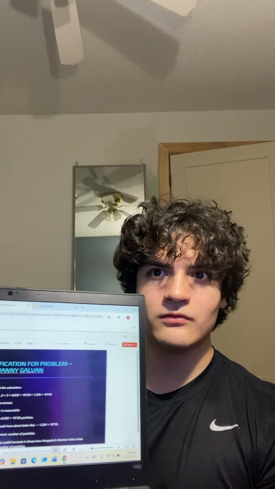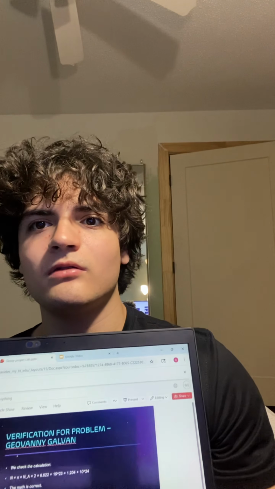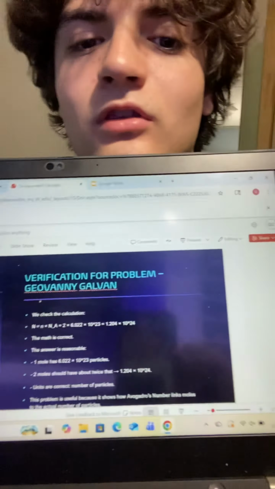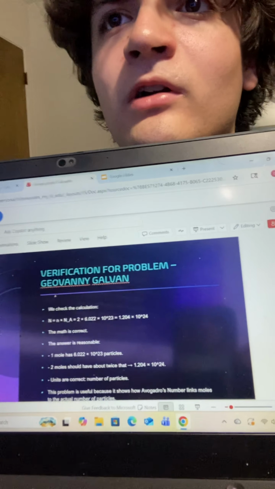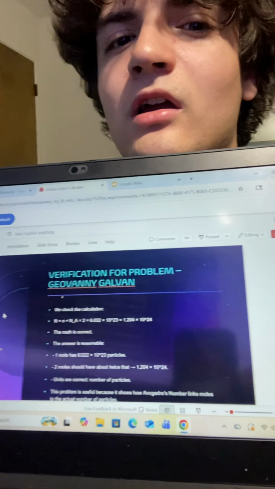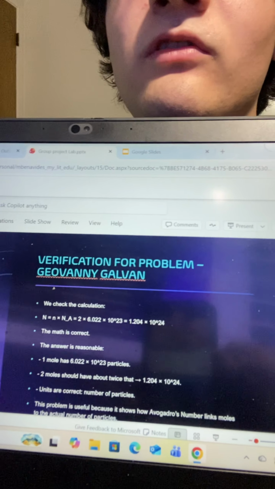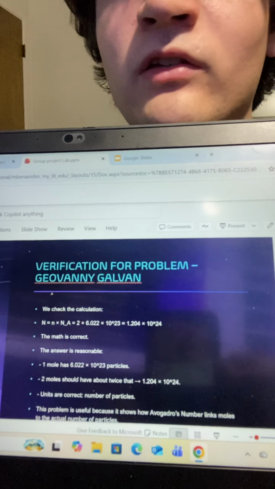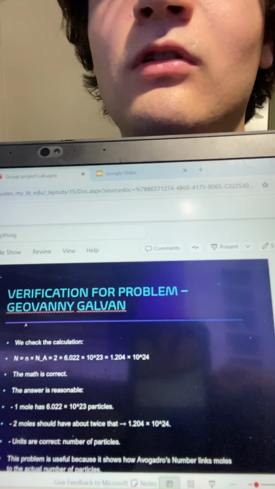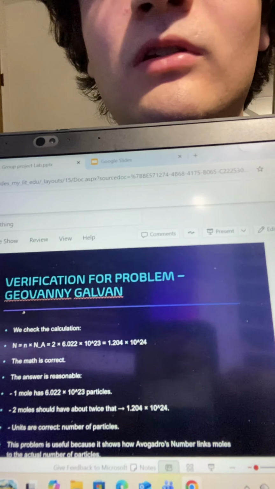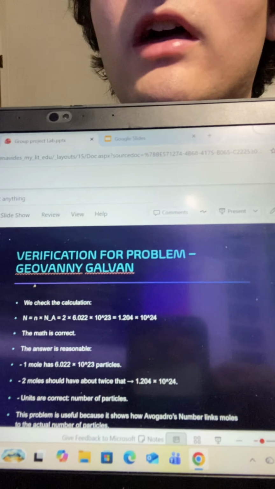Verification for my problem. We check the calculations. The math is correct, hopefully. The answer is reasonable. 1 mole has 6.022 times 10 to the 23 particles. 2 moles should have about twice that, which is, there's the number. Units are correct: number of particles. The problem is useful because it shows Avogadro's number links moles to the actual number of particles.